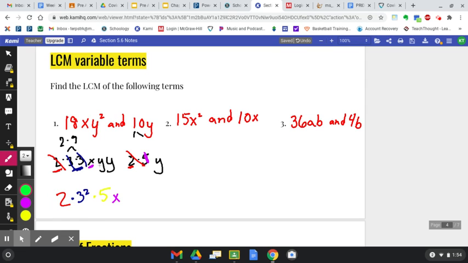Run out of colors here, so that one's taken up. And then we have y. Right, so we can cross out that. That's accounted for, and y. So our LCM for 18xy squared and 10y, if I type in 2 times 3 squared times 5, I should get 90. And then I have 1x and I have y squared.